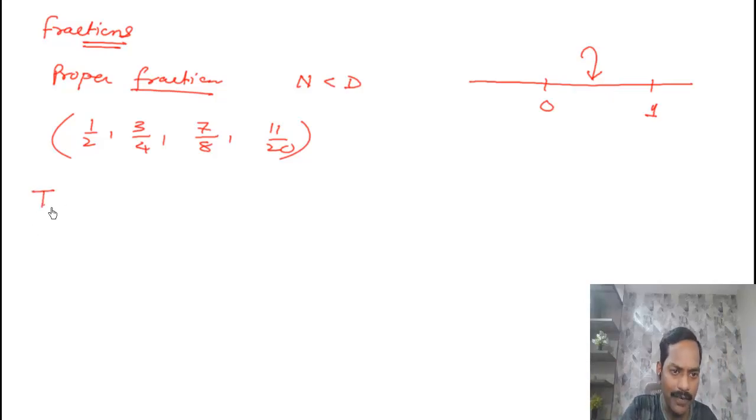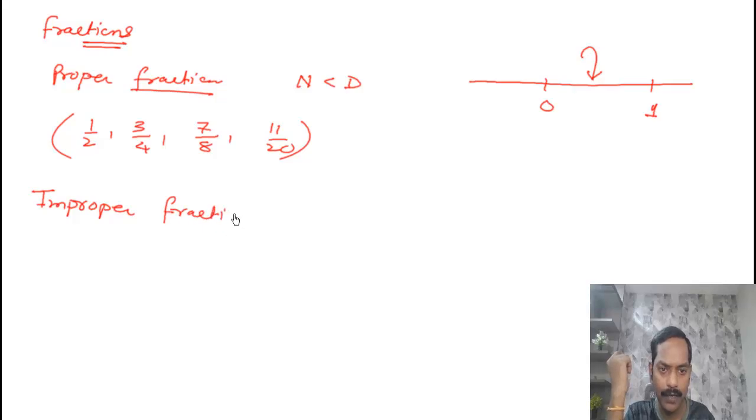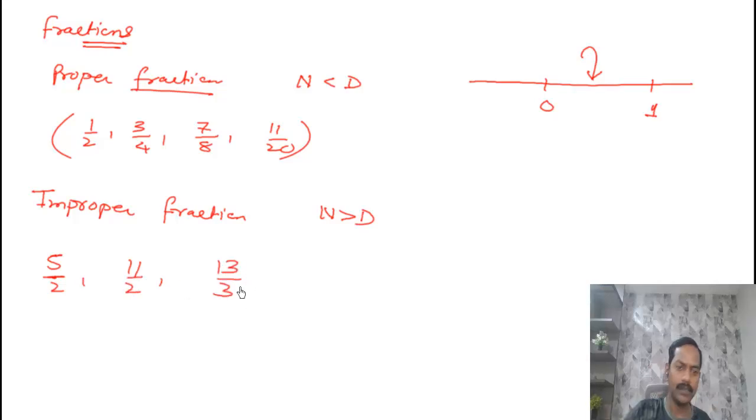The next thing is improper fraction. The name itself suggests something which is just the opposite of what a proper fraction is. So what are improper fractions? The fractions in which the numerator is greater than the denominator. For example, 5 by 2, 11 by 2, 13 by 3. In all these cases, you can see that the numerator is higher than the denominator. So obviously, such fractions are called improper fractions. They will definitely not lie between 0 and 1 because their value would be greater than 1.